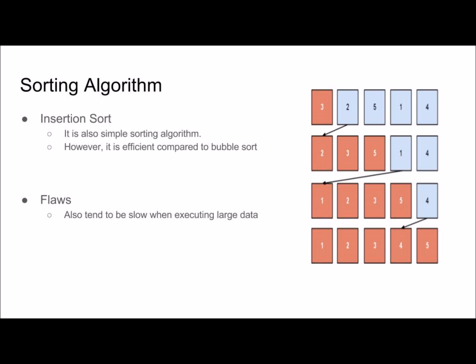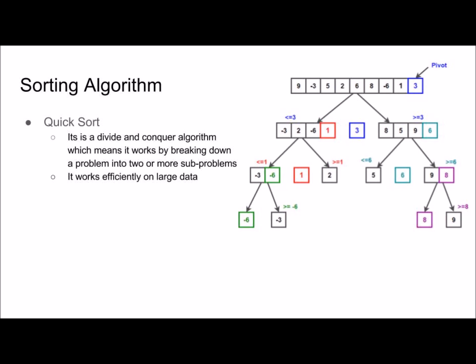And the last sorting algorithm that I'll be talking about is quicksort. It is a popular sorting algorithm, and it is better than bubble and insertion sort. Quicksort is a divide and conquer algorithm, which means it works by breaking down a problem into two or more sub-problems.